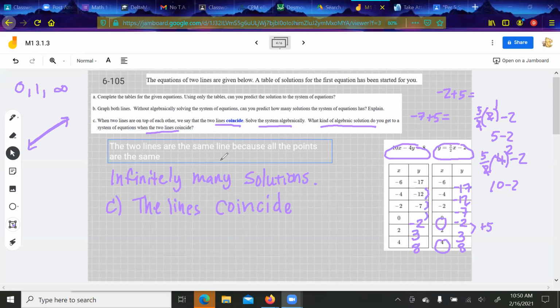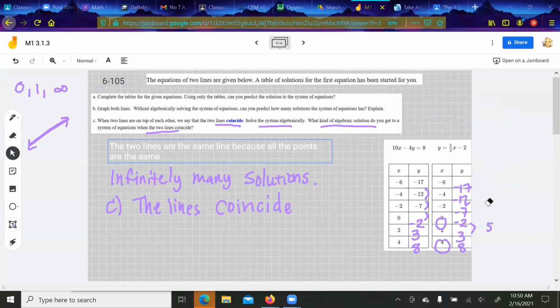So if we solve this algebraically, there's 2 ways we can do it. I need to erase some of this because I need room. So I gotta erase this. Kind of want to erase that. Maybe I'll work over here on the right. Do my work over here.